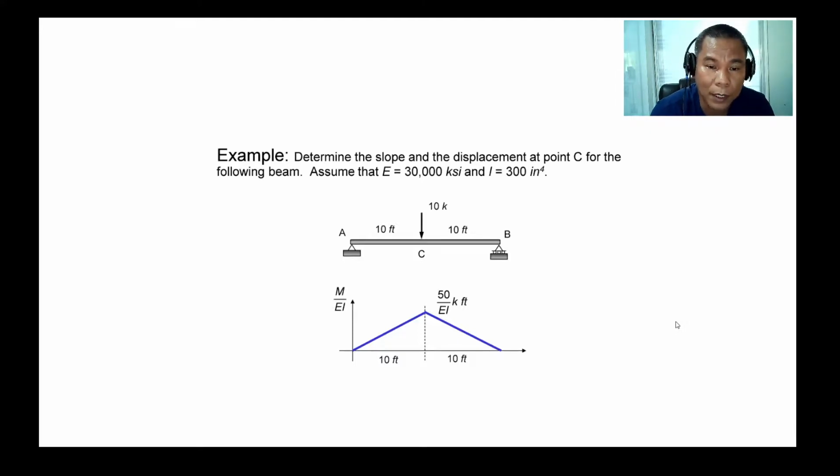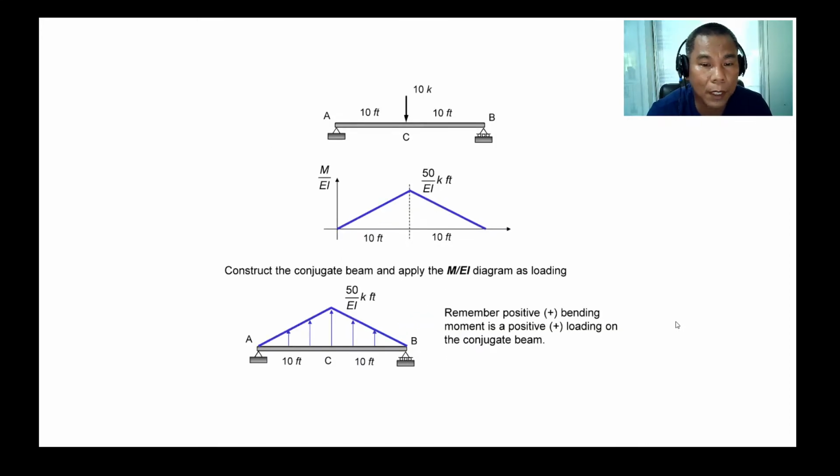And since we have a hand support from the real beam, it's the same as a hand support in the conjugate beam. For a roller support at the real beam, it should be the same as a roller support at the conjugate. So the result will be something like this one. The loading, the M over EI that we have drawn, should be the applied loading of the conjugate beam. So this is the crucial part. I hope you understand this one.